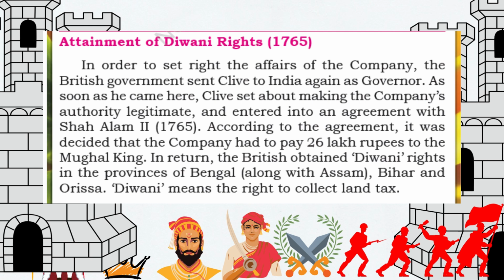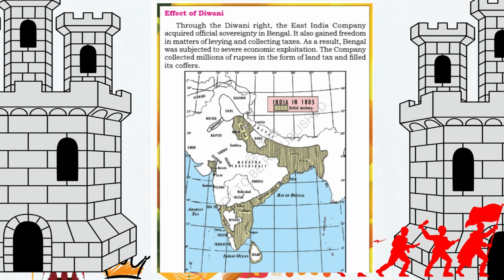Effect of Diwani. Through the Diwani right, the East India Company acquired official sovereignty in Bengal. It also gained freedom in matters of levying and collecting taxes. As a result, Bengal was subjected to severe economic exploitation. The company collected millions of rupees in the form of land tax and filled its coffers.